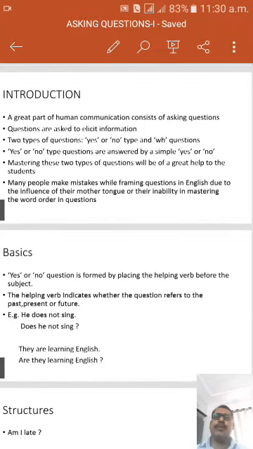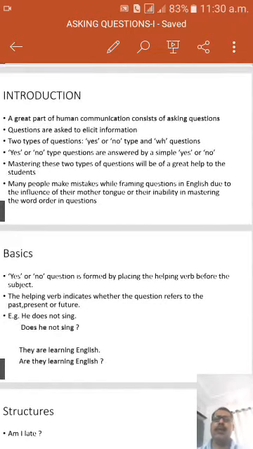Mastering these two types of questions will be of great help to the students. So it is going to help the students greatly in improving their fluency and in building their confidence, enhancing their confidence in English communication skills. So this has to be learnt very carefully with focus.